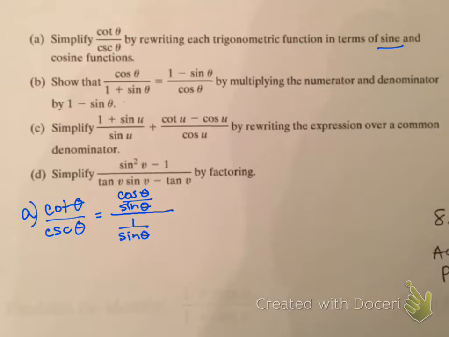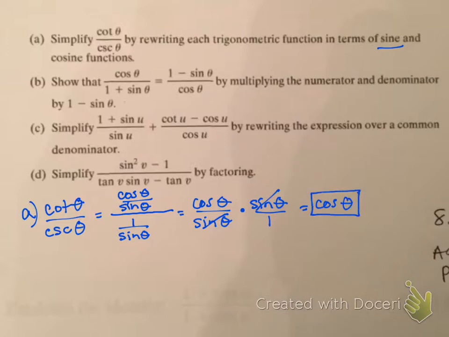Okay, I can't stop there. I have to simplify this down. So I have cosine theta over sine theta times sine theta over 1. If I cross out the sine thetas, because they cancel each other, I'm left with cosine theta. And that is a simplified version of cotangent theta over cosecant theta.